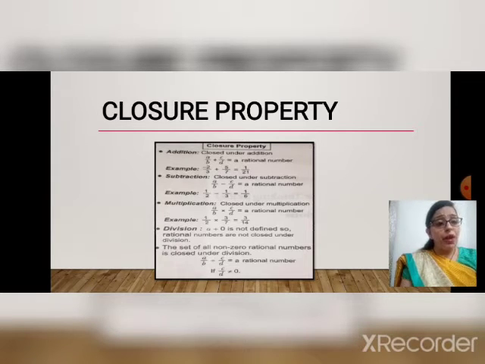But in division, when I am dividing any rational number by 0, it is not defined. Rational numbers are not closed under division. In division, it is not applicable, because only the set of all non-zero rational numbers is closed under division. Suppose I am doing a upon b divided by c upon d. Yes, it works. But if c upon d is 0, then it is not applicable. So that's why the closure property is applicable in addition, subtraction and multiplication.